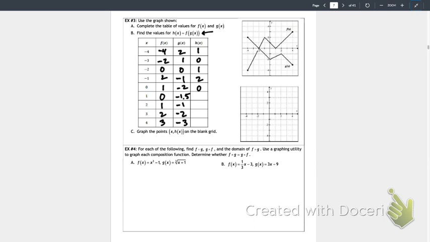All right, next we're doing f of g of 1. G of 1 is about negative 1.5. And then f of negative 1.5 is right here at 1. All right, next we'll do f of g of 2. G of 2 is right here at negative 1, so you're doing f of negative 1. F of negative 1 is here at 2.